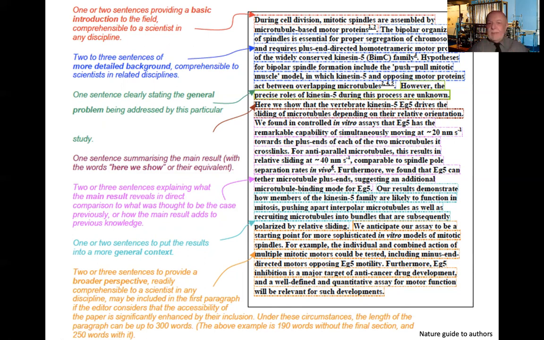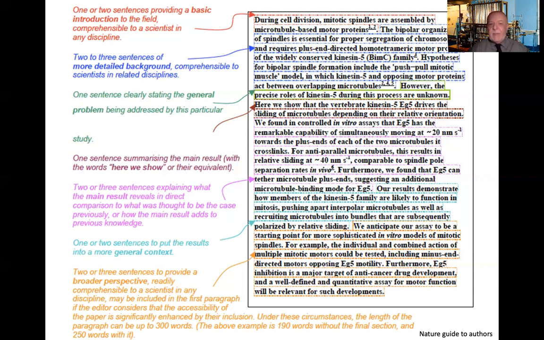So really, this is to give an introduction to anybody, to make sure that they understand what this is about and really why you're doing this. Then a couple of sentences to give a bit more background, going a little bit deeper, focused more on the discipline that you're talking about. Then maybe a sentence stating the problem that you're addressing in this paper, in this article, in this book, in fact, that you're writing, okay? And a sentence summarizing the main results. As it suggests there, that might use the words, here we show, or something equivalent to that.